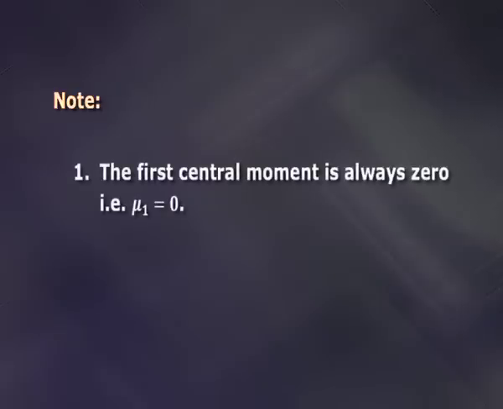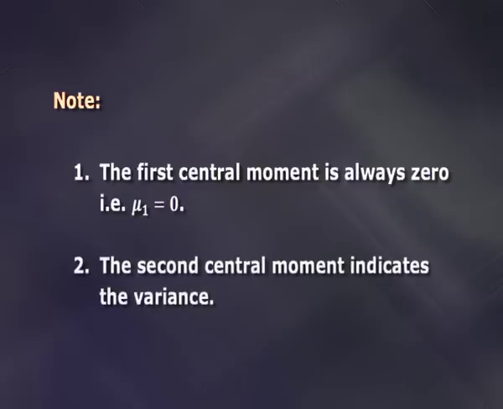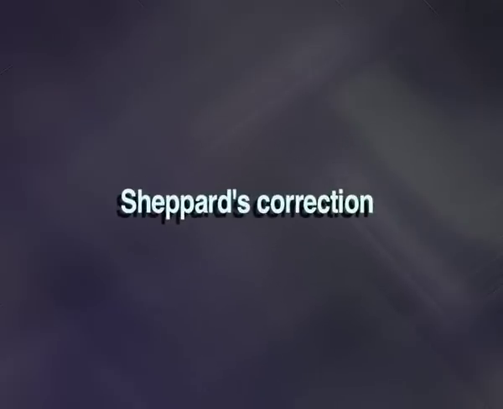A few notes on this: the first central moment is always 0, that is mu 1 is equal to 0. The second central moment indicates the variance of the frequency distribution. Now, Sheppard's correction. In a grouped frequency distribution, while calculating moments, we assume that the frequencies are concentrated at the center of class intervals. However, the assumption is not true in practice, and some error called the grouping error enters into the calculations of moments.